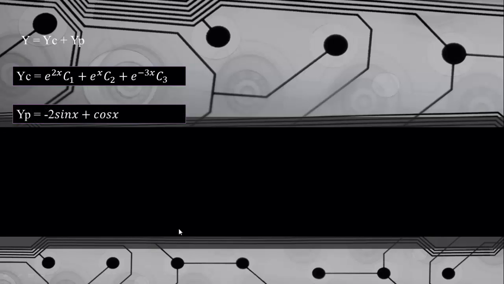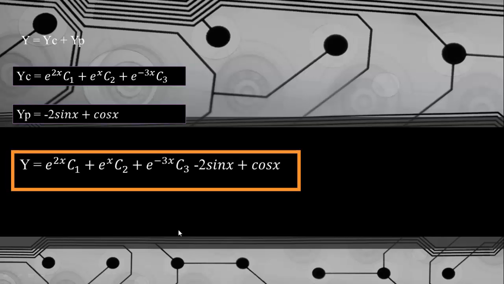And then to solve for the general solution, we have the yc and the yp, so we'll just add these two. So we will have y is equal to e to the 2x c1 plus e to the x c2 plus e to the negative 3x c3 minus 2 sine of x plus cosine of x. So this is the general solution of the equation (D cubed plus 2D squared minus D minus 2) times y is equal to 10 sine of x.